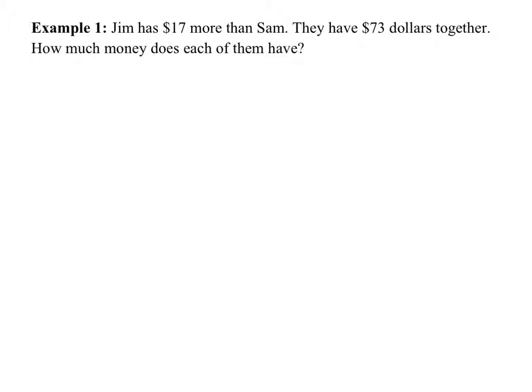So what would my first equation be? Jim has $17 more than Sam. What do you got, Chandler? I was going to say x plus y equals 73. Okay, so that's the second equation. So what's x and y? I would use j and s, actually, just because of that. You could use x and y, though, but j plus s equals 73.